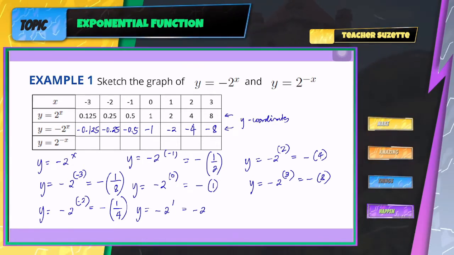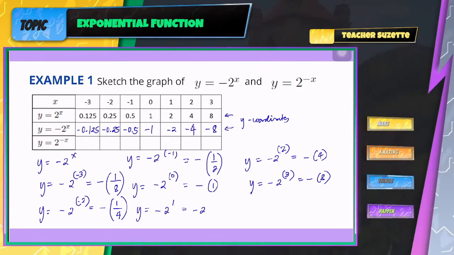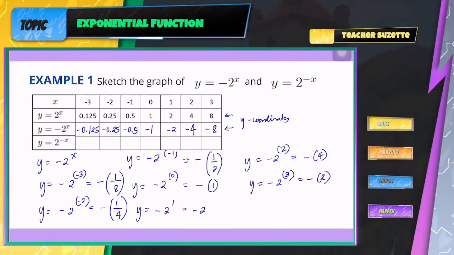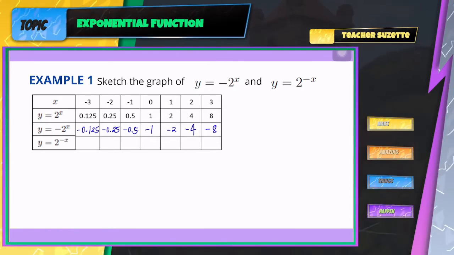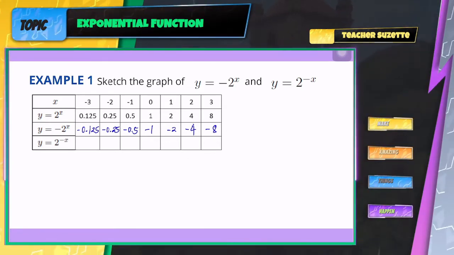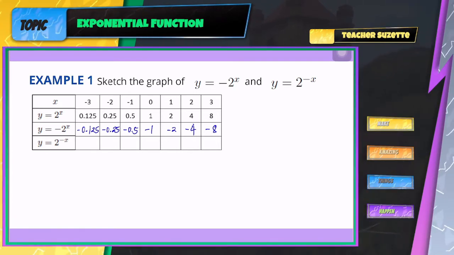Now, if we are going to observe the values in our table of values, you can say that the y coordinates of each point on the graph of y is equal to negative 2 raised to x is the negative of the corresponding y coordinates of the graph y is equal to 2 raised to x. So, before we plot these points in our Cartesian plane, let's first complete the table by finding the y coordinates of our function y is equal to 2 raised to negative x.